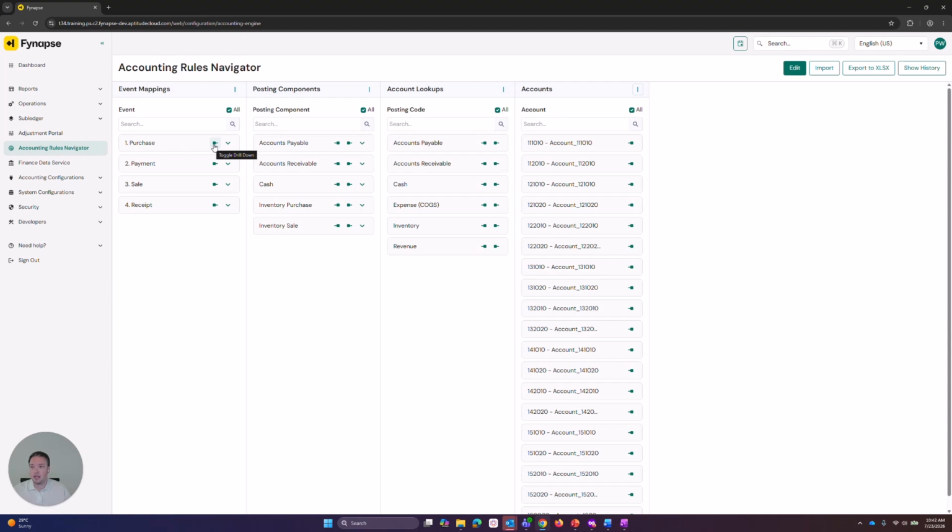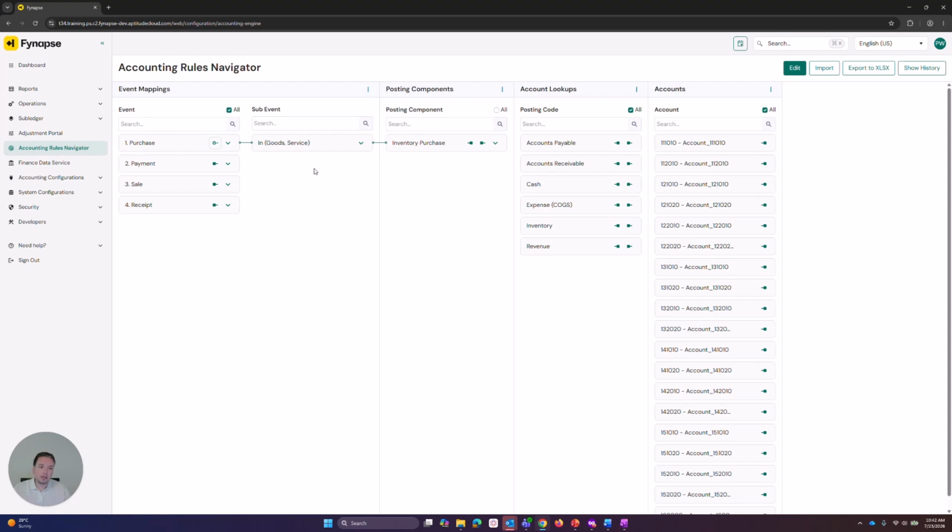When we toggle the drill down and start our explorative path, you can see that we also have a sub-event mentioned here, in this case, goods or service, that provides additional context, but also is defined as a potential decision parameter for the purchase before the accounting begins. Once the purchase event enters the accounting engine, Fynapse then determines which posting components are required based on the setup.